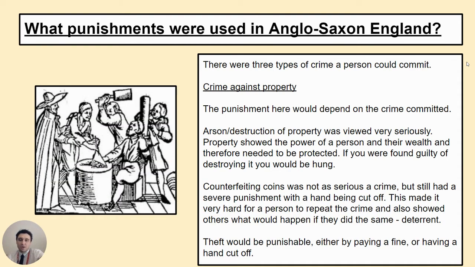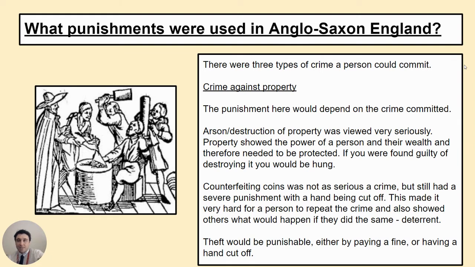But there were lesser crimes as well here. So, for example, counterfeiting coins, making fake coins. That's not as serious a crime, but it still got a severe punishment with a hand being cut off, as we see, we refer back to this picture we saw before. This makes it hard for a person to repeat the crime because it's quite hard to make fake coins with just one hand, and also shows other people what would happen if they did the same thing.